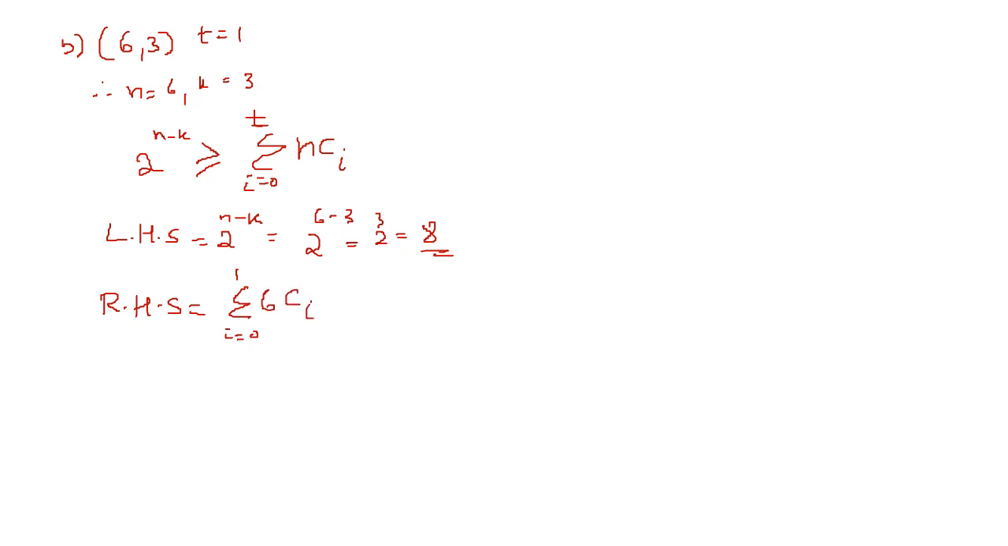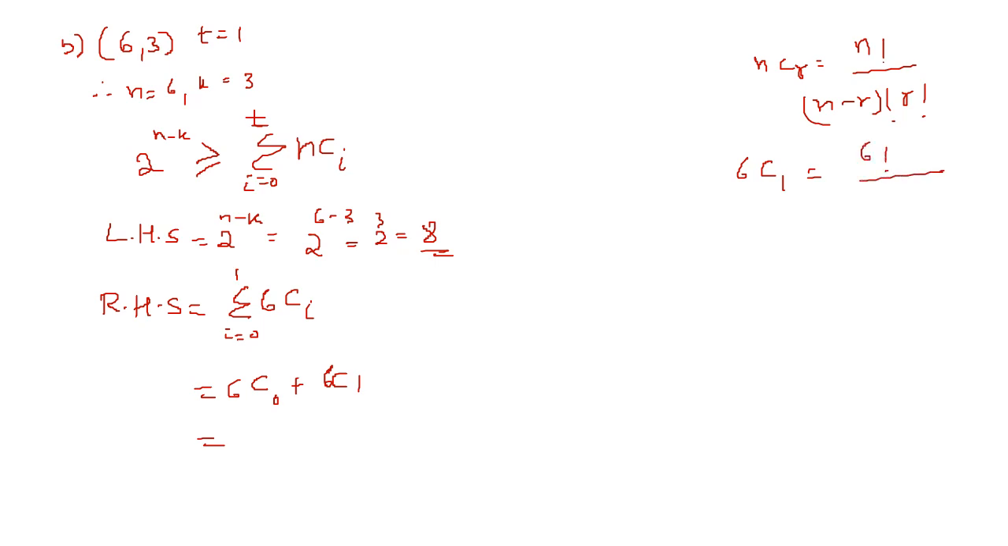So 6Ci. We'll substitute the value of i: 6C0 plus 6C1. We know that the nCr combinatorial formula is n factorial divided by (n minus r) factorial into r factorial. Here we will see for 6C1. For 6C1, it is 6 factorial divided by (6 minus 1) factorial into 1 factorial.